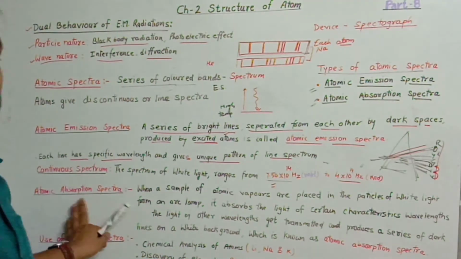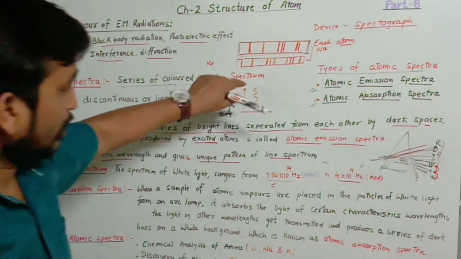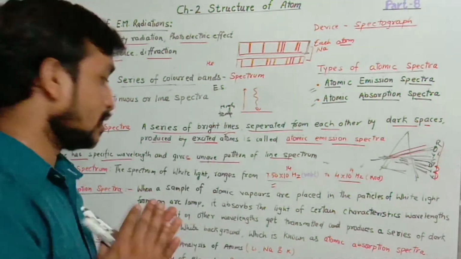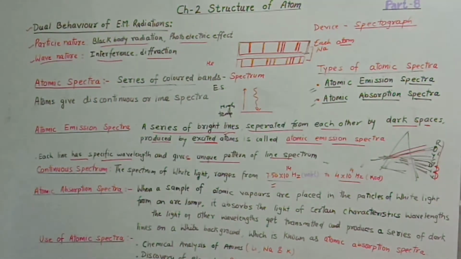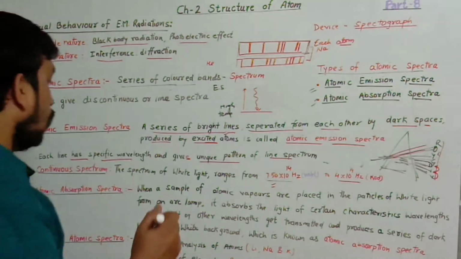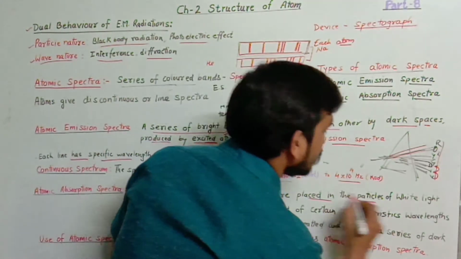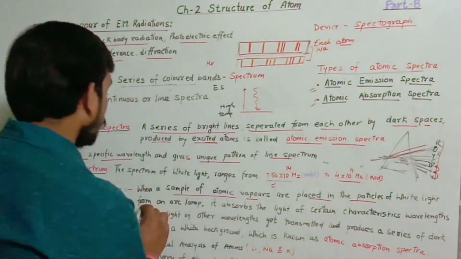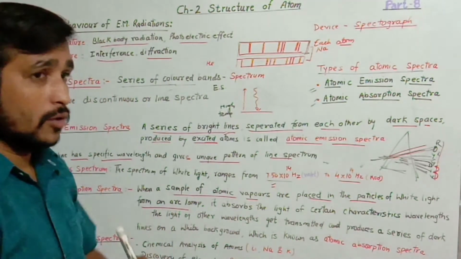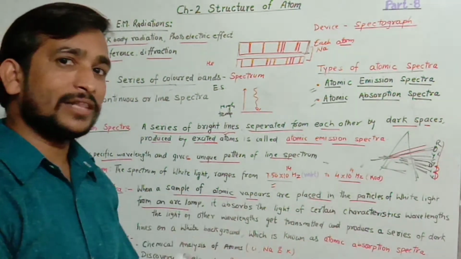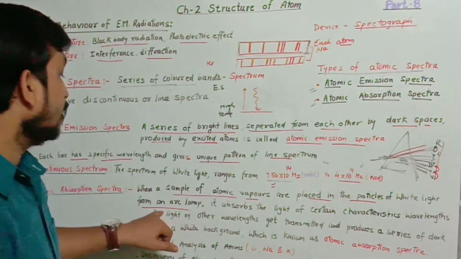Next is the atomic absorption spectra. The very first was atomic emission spectra, and now the second is atomic absorption spectra. The definition of atomic absorption spectra is when a sample of atomic vapors is placed in the path of white light from an arc lamp. Suppose we have some vapors of an atom and we place them in the path of white light from an arc lamp.